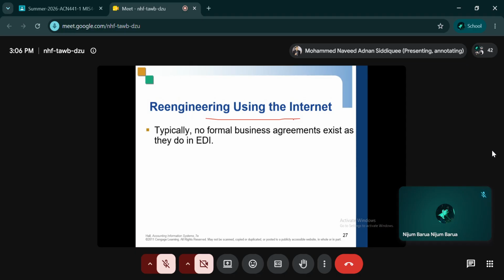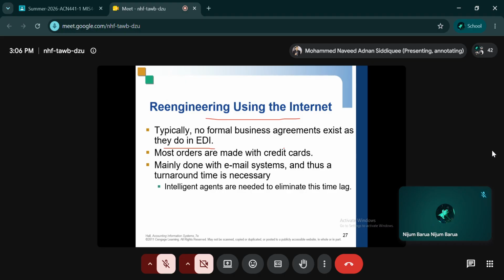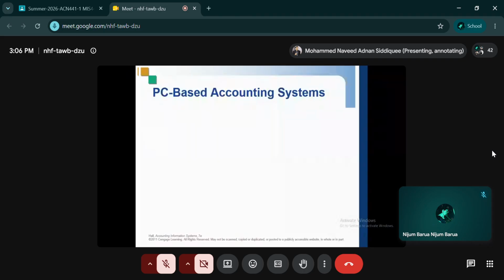So it says that in the case of using the internet, typically no formal business agreements exist as they do in EDI. Most orders are made with credit cards, mainly done with email systems, and therefore there is a turnaround time. Security and control over data is a concern with internet transactions, of course.